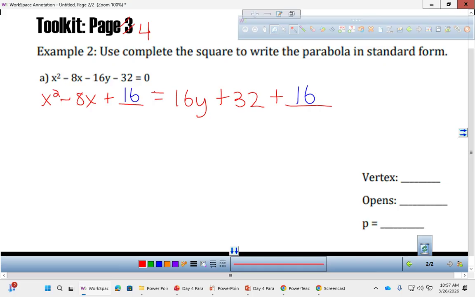On this side, I can factor it now. So what multiplies to 16 and adds to -8? Well, that's -4 and -4. Or I'm just splitting that number in half. Remember, we bring the sign down and divide that number by 2 and square. Just like we do for circles, we're doing the same thing here. On this side, I'm going to combine my like terms. So I end up with 48.